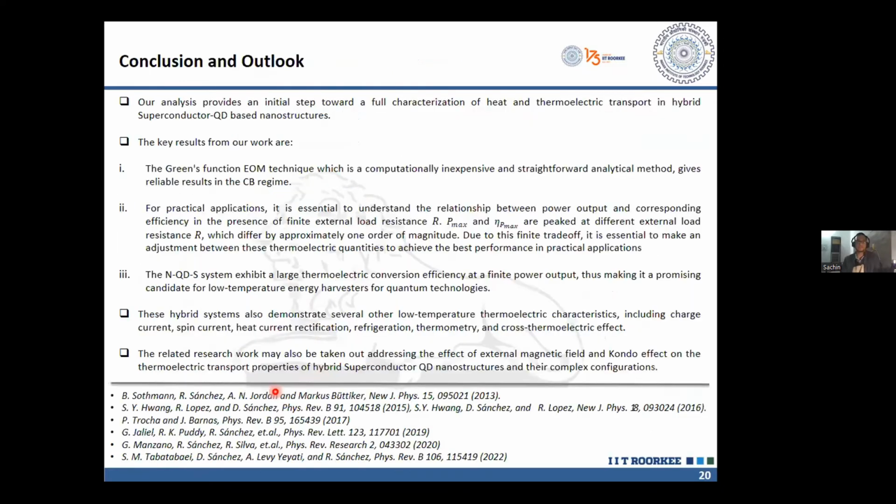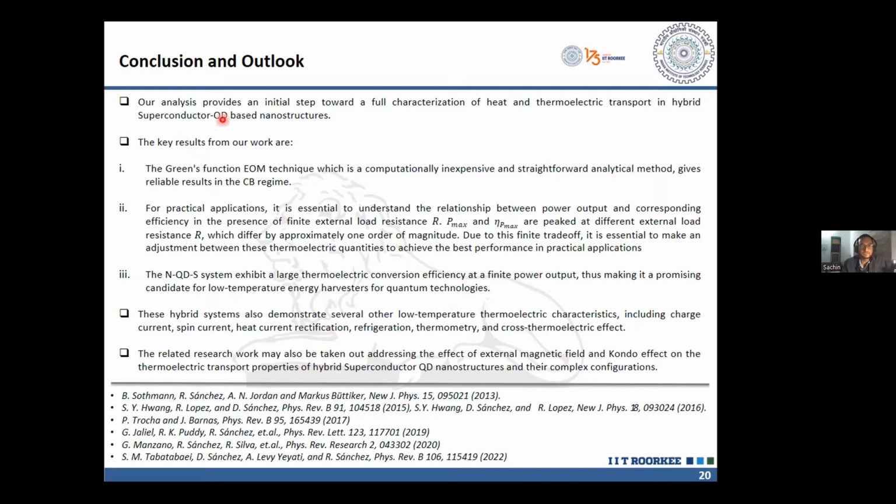Okay, now let me conclude the work. Our analysis provides initial steps towards the full characterization of the heat transport and thermodynamic properties in hybrid superconductor quantum dot based devices. This is a very new field, quantum thermodynamics. It is only recently that people are studying this kind of system, because now it is experimentally possible to fabricate these kinds of devices.